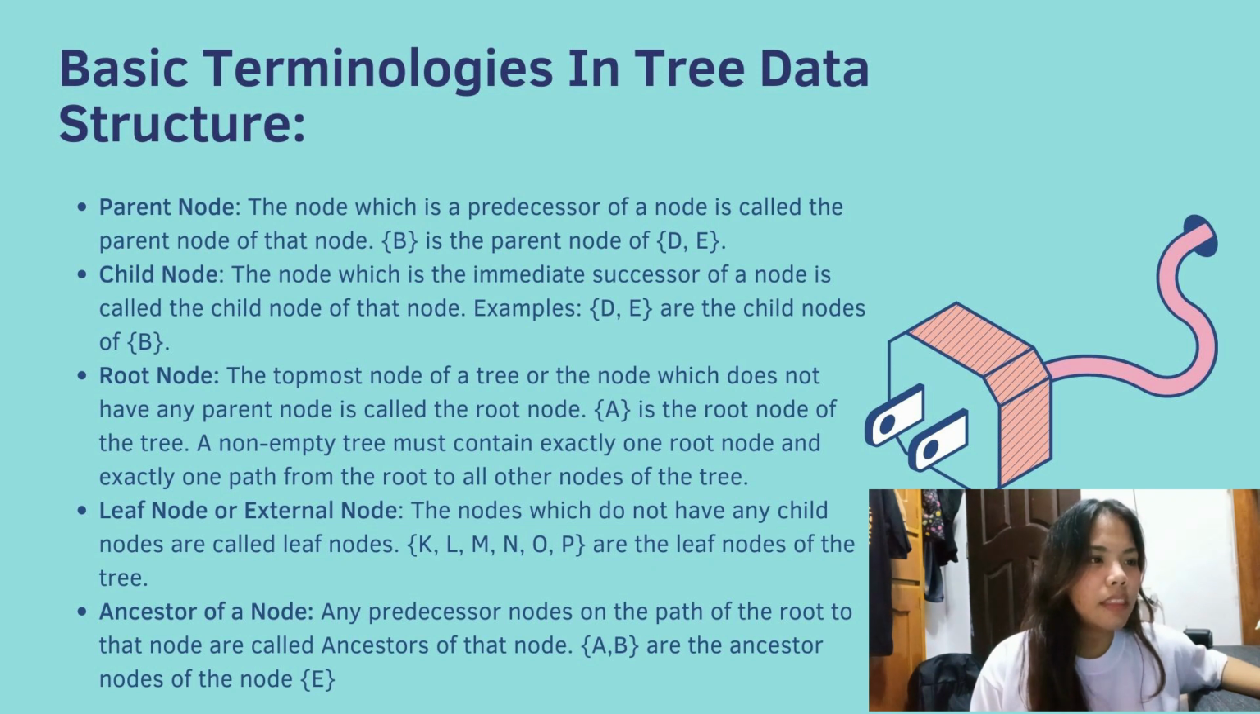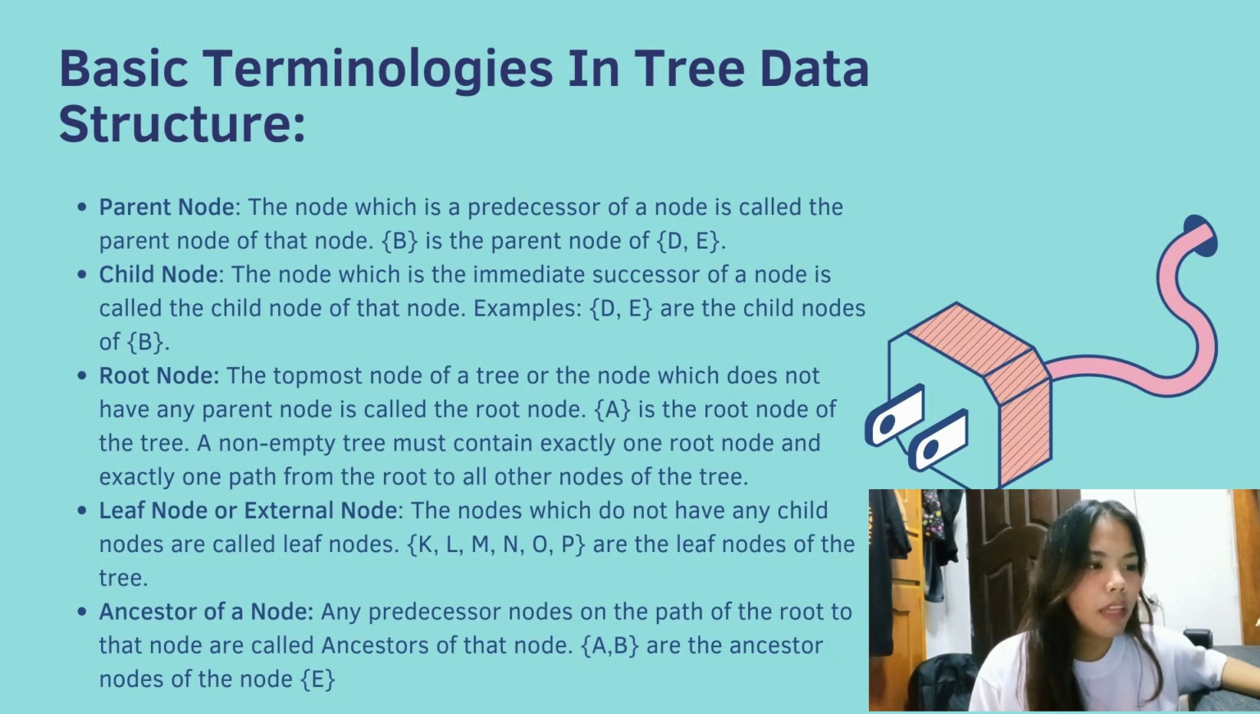Root node. The topmost node of a tree, or that node which does not have any parent node, is called the root node. A is the root node of the tree. A non-empty tree must contain exactly one root node and exactly one path from the root to all other nodes of the tree. Leaf node or external node. The nodes which do not have any child nodes are called leaf nodes. K, L, M, N, O, P are the leaf nodes of the tree.